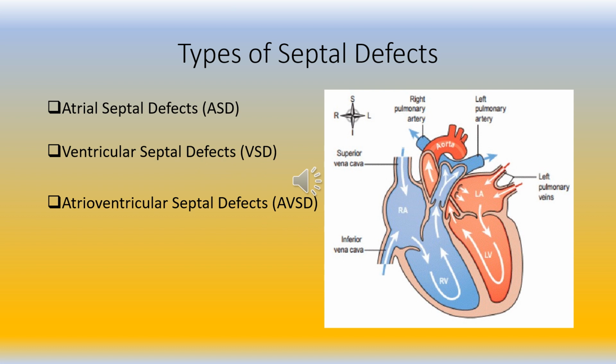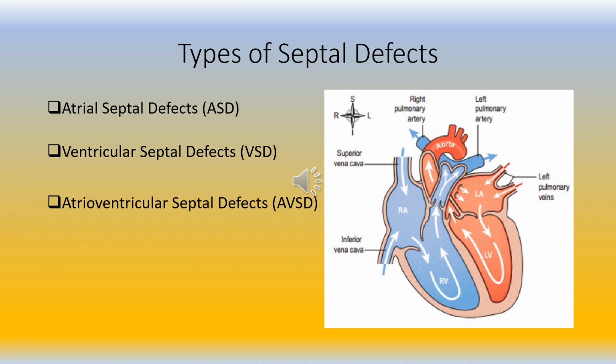So what are septal defects? Septal defects are holes within the septum of the heart that would normally divide the right atrium from the left atrium, the right ventricle from the left ventricle. On the right side of the screen, you can see that I included a picture just to give a little refresher on anatomy and the normal blood flow through the heart.